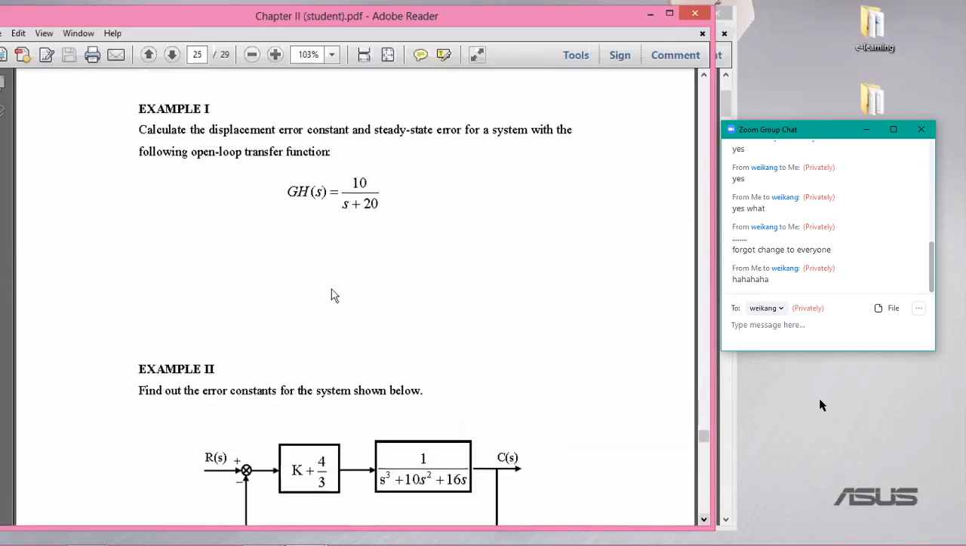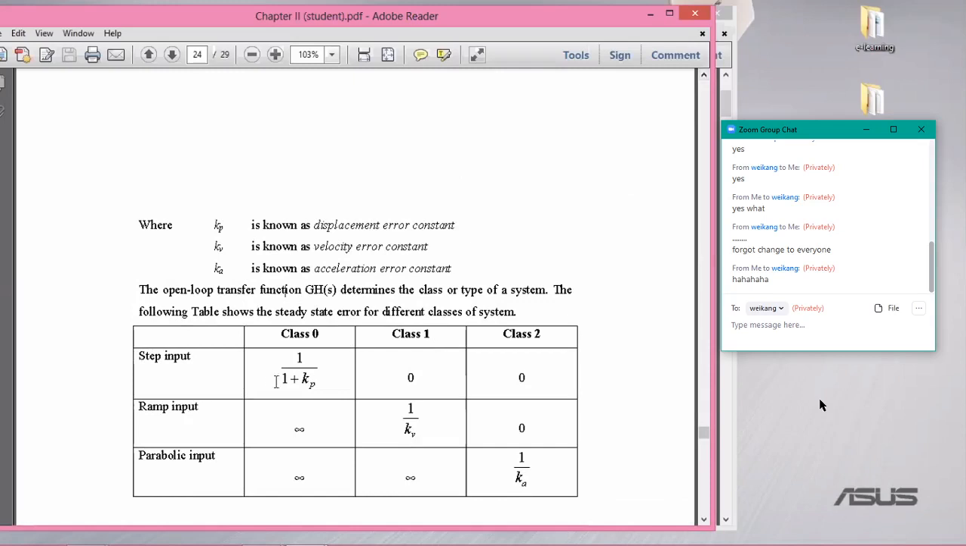All right. So in this example, we are given just the open loop transfer function. And then we are asked to calculate the displacement error constant, which is Kp. And then we can now evaluate the steady state error for a different type of input. You can see this is a type 0 system, and if you look at the table, this is type 0.